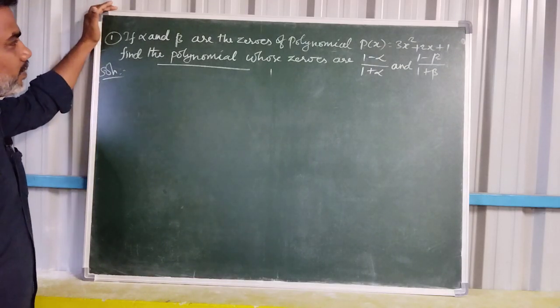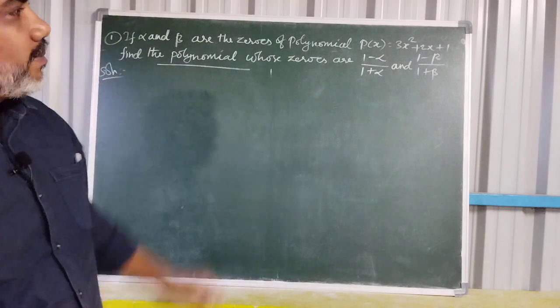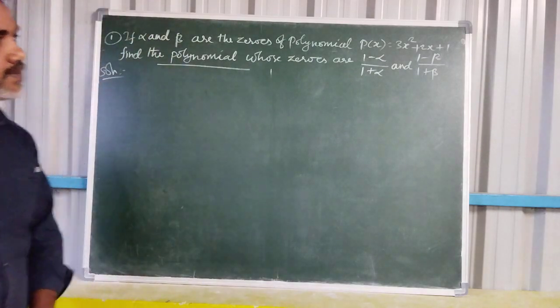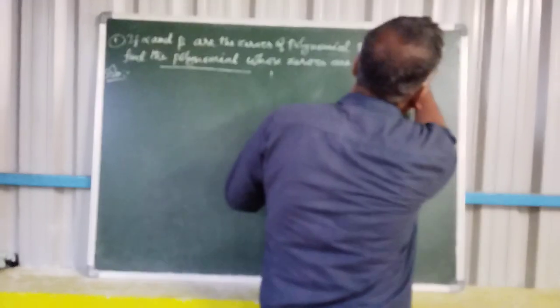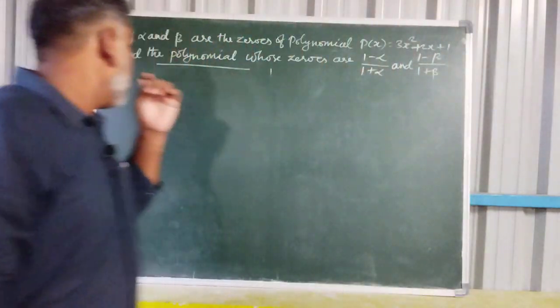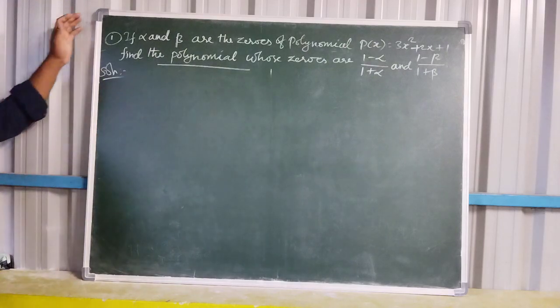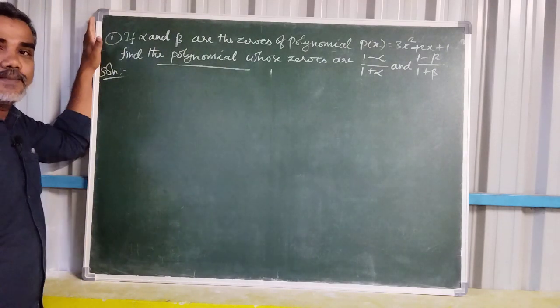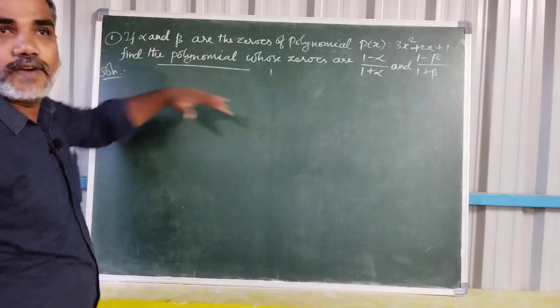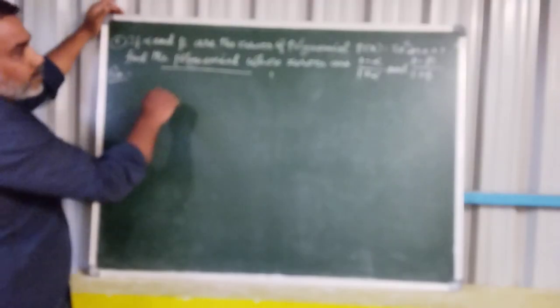Okay, if alpha and beta are the zeros of polynomial p of x equals 3x square plus 2x plus 1, find the polynomial whose zeros are 1 minus alpha by 1 plus alpha and 1 minus beta by 1 plus beta. So, from the given, just find the sum of zeros and the product of zeros.